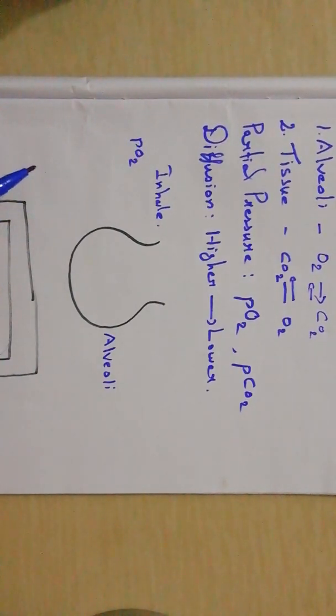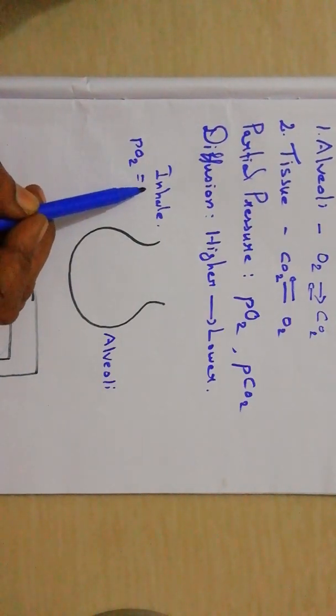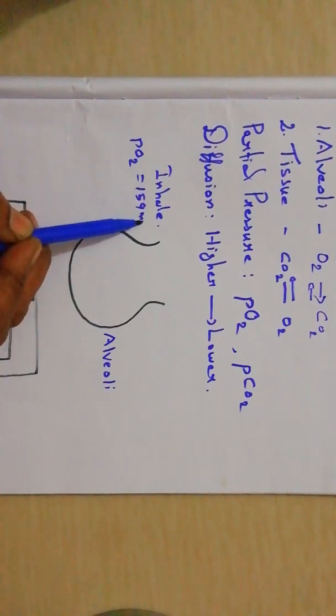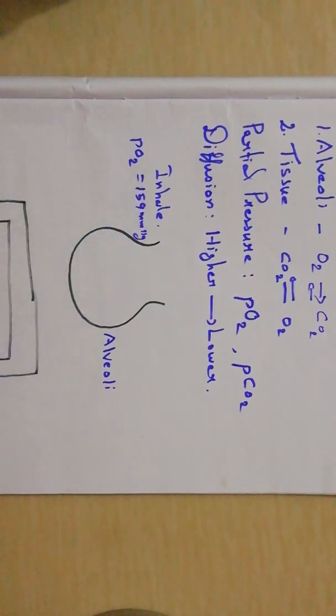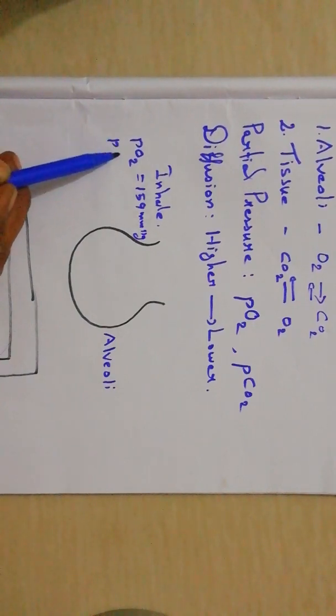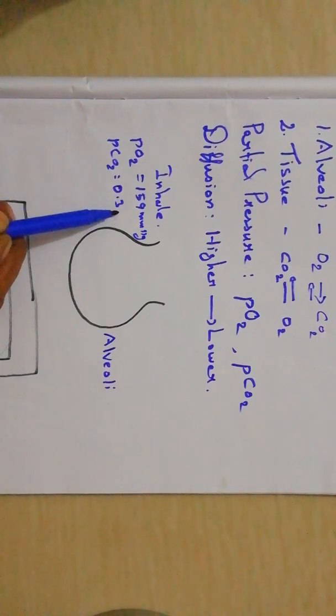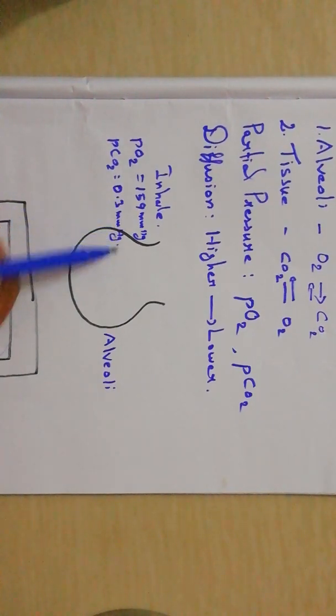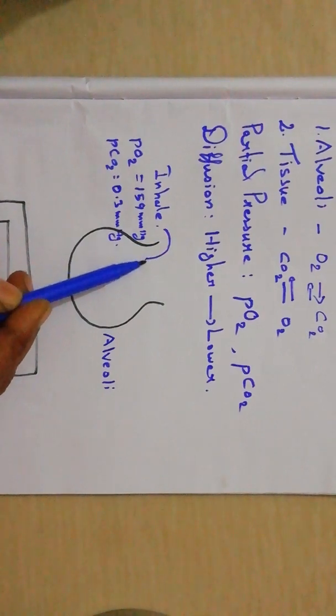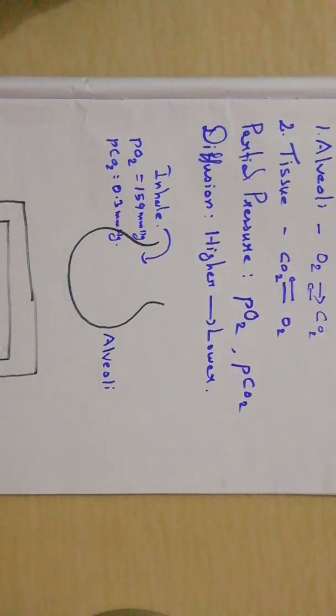During inspiration, we are breathing the air inside, right? So this air consists of oxygen and carbon dioxide. The oxygen partial pressure is equal to 159 mmHg. It is a unit, right? And the partial pressure of CO2, the carbon dioxide level, is just 0.3 mmHg. So this is the inhaled air. The air coming inside, or inspired air, is 159 for oxygen and 0.3 mmHg for carbon dioxide.